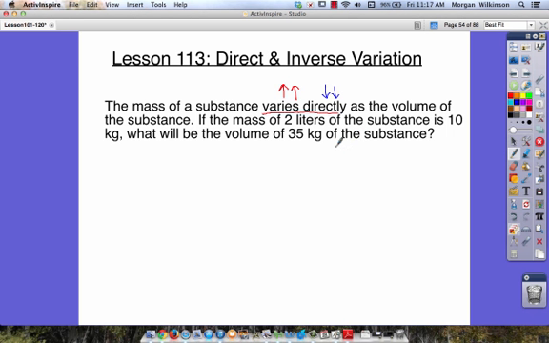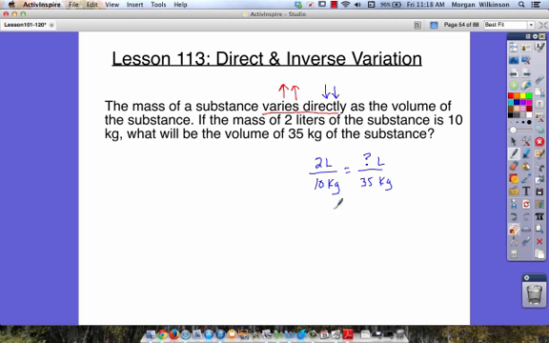If the mass of 2 liters of the substance is 10 kilograms, so 2 liters is 10 kilograms, we're setting up our proportion. What will the volume be if we have 35 kilograms? 35 kilograms. What will the volume be? How many liters do we need to have here in our numerator? What would you do to solve this? Perhaps you said use cross products.